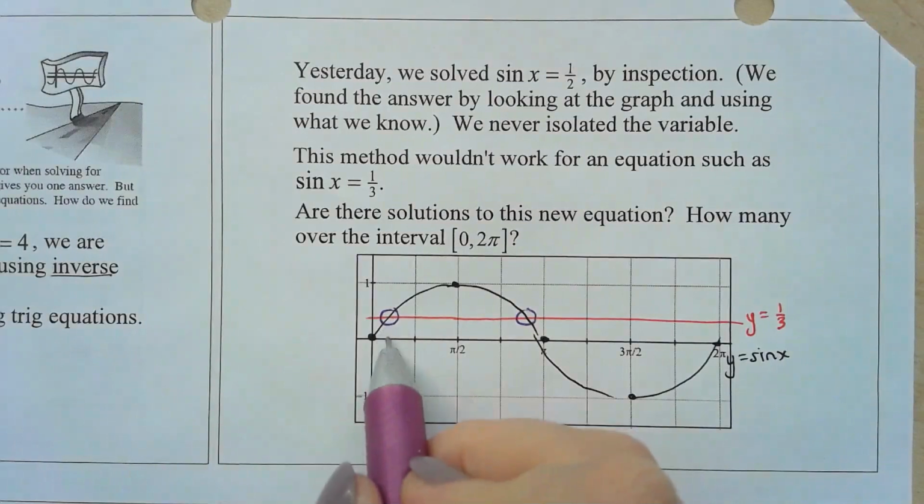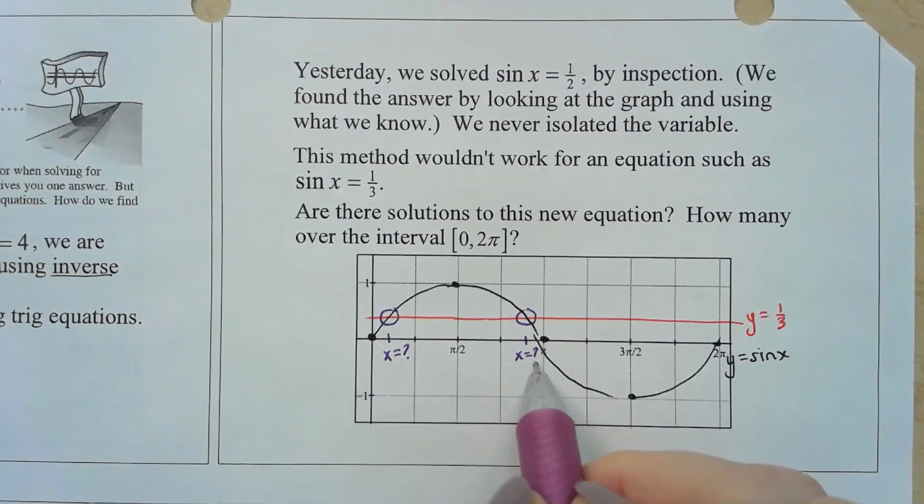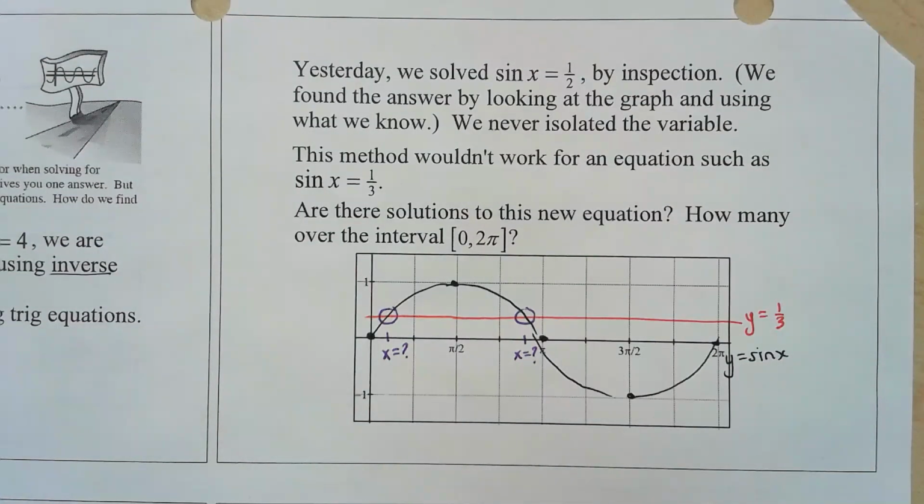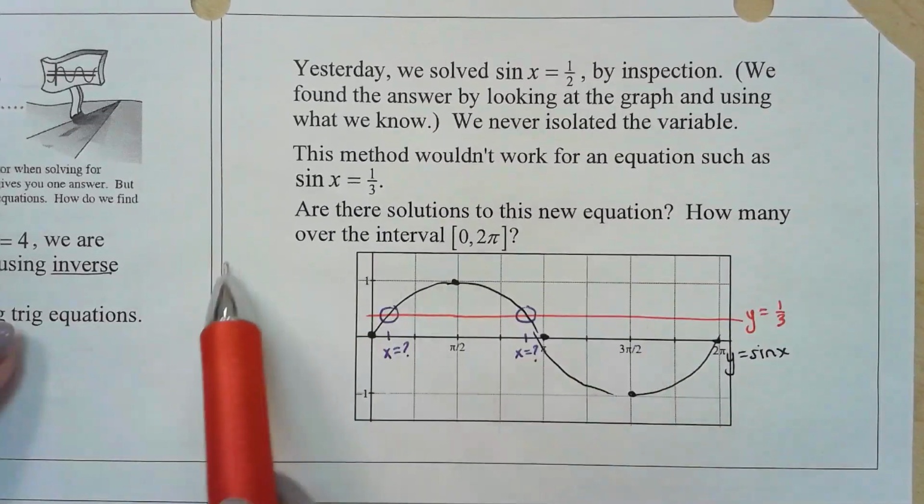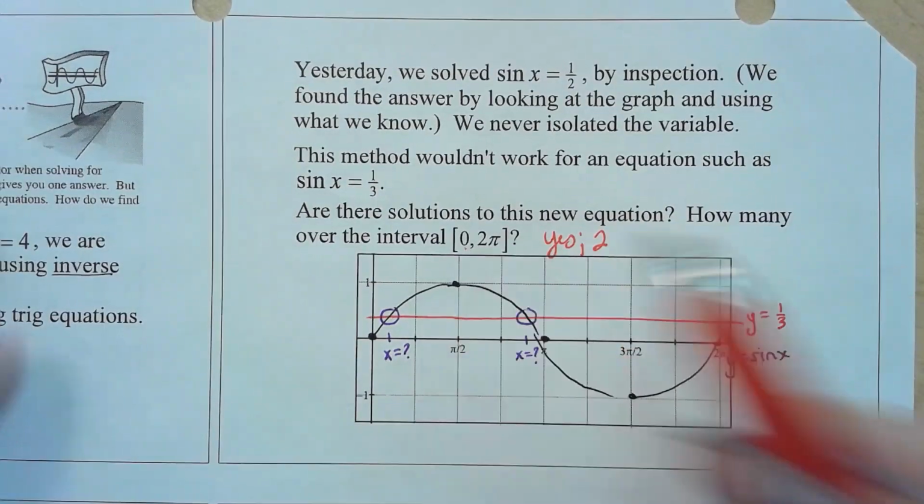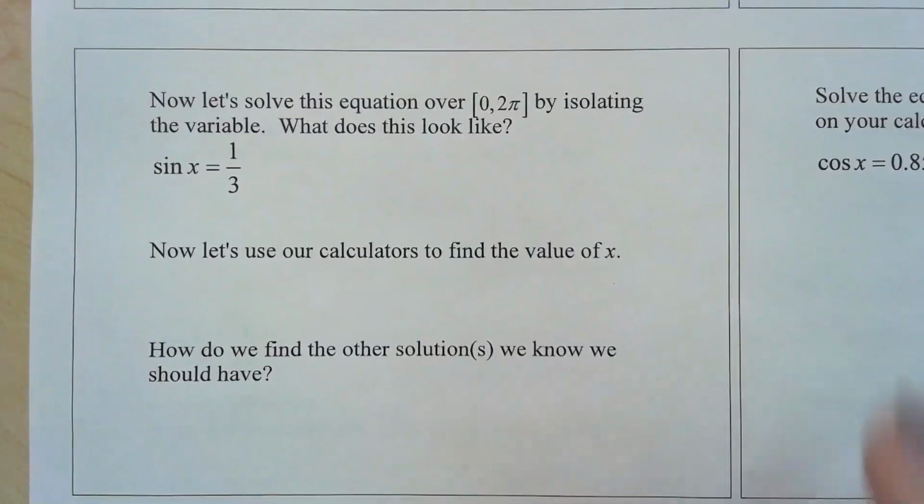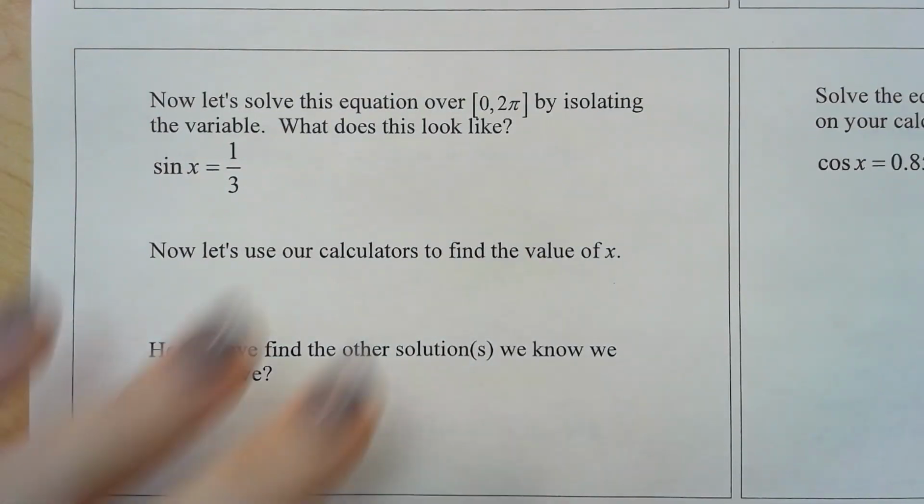But again, where are they? The graph isn't helping me. My orange cardstock isn't helping me. So how do we solve this equation? Are there solutions? Yes. How many? 2 in this particular interval. We could go to our graphing calculator and graph it and solve, and we will. Actually, let's do that real quick.